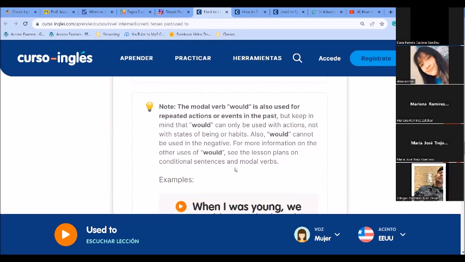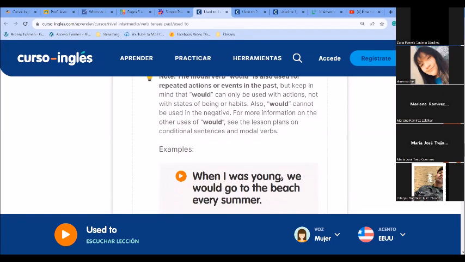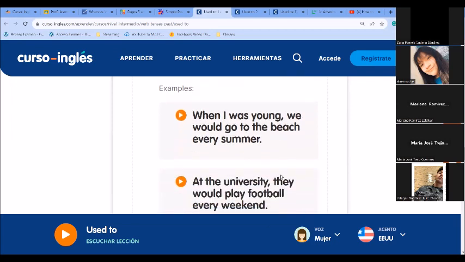Note the modal verb would is also used to repeat actions or events in the past, but keep in mind the word can only be used with actions, not with states of being or habits. Also, would cannot be used in the negative. For more information on the other use of would, see the lesson plans on conditional sentences and modal verbs, which we will get to in the future.